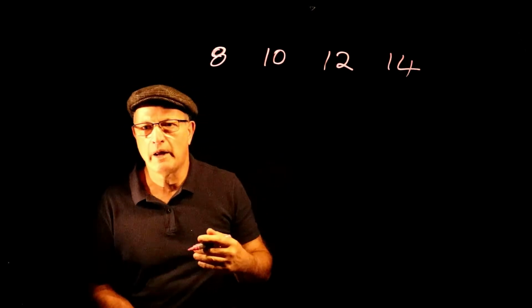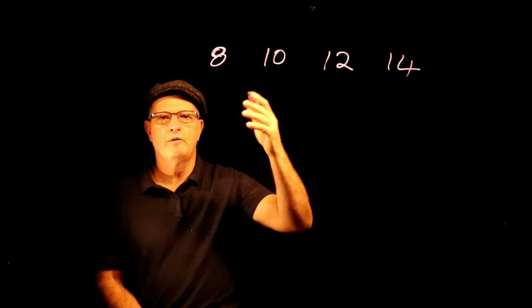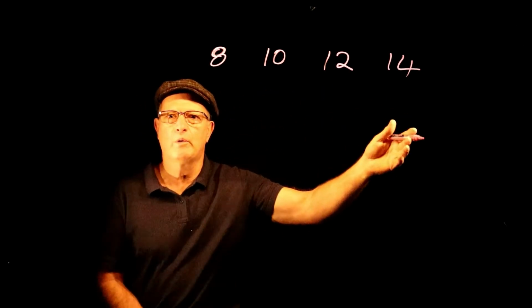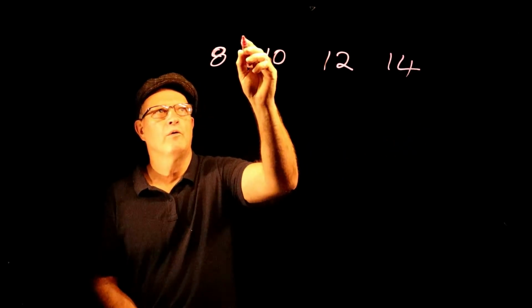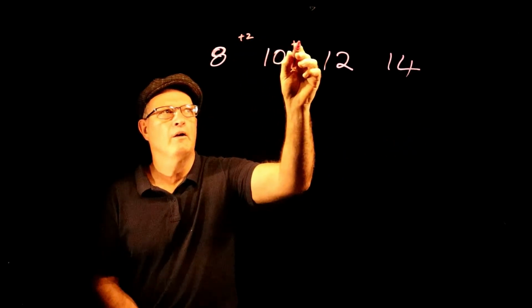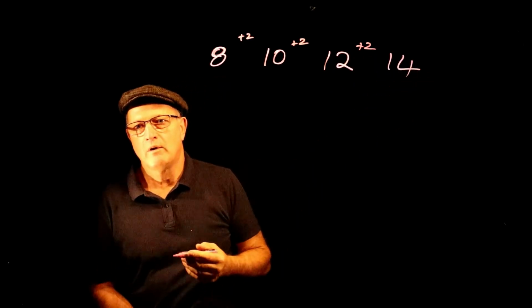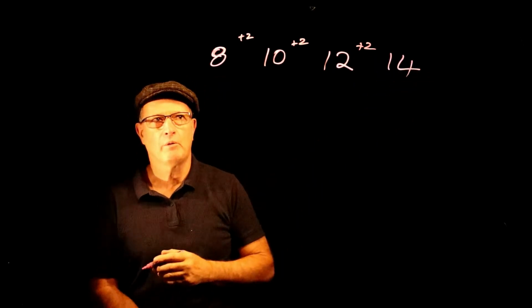Well, if you know how to count in even numbers and pairs, you go 8, 10, 12, 14, 16, 18, 20, 22, 24, because we're actually adding 2 on each of those. It's a pattern. No tricks with patterns.